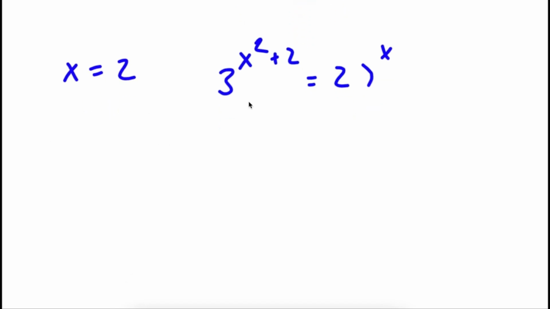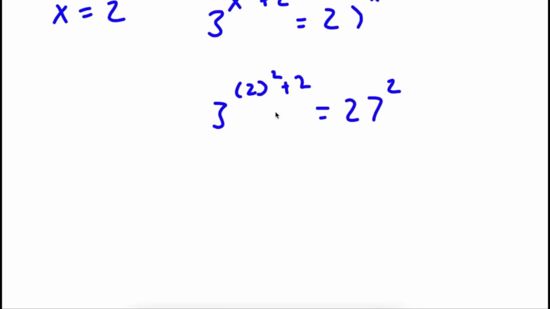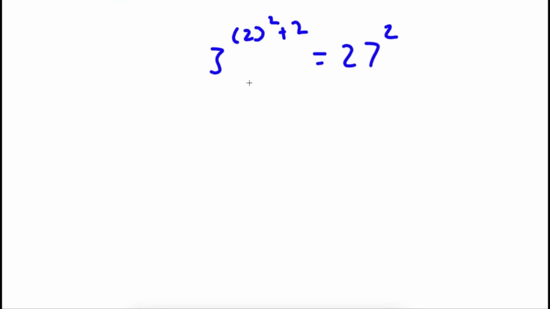Now let's try x is equal to 2. So now I have 3 to the power of 2 squared plus 2 is equal to 27 to the power of 2. Now 2 squared is 4, so I have 3 to the power of 4 plus 2 is equal to 27 to the power of 2.